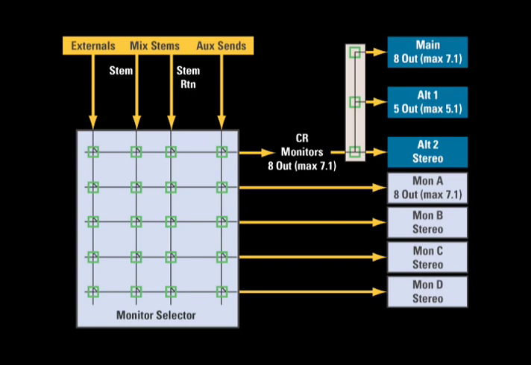So let's look at the control room monitoring. The control room monitoring has a main speaker and two alt speakers. The main speaker and the alt 1 speaker have the capability of listening up to 5.1. Alt 2 is just a stereo speaker feed or even a mono speaker feed.